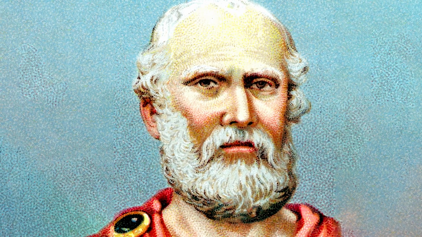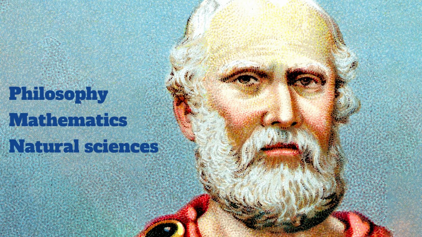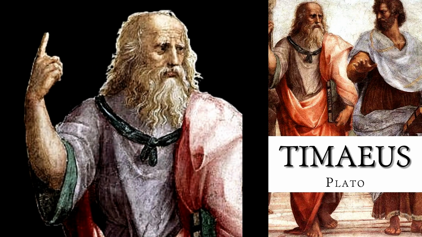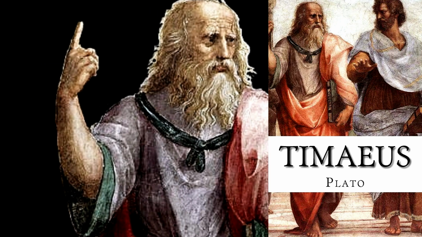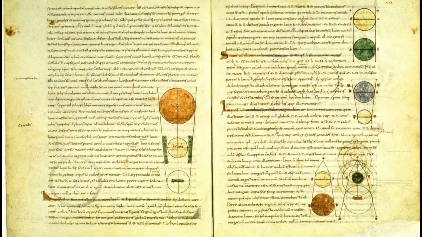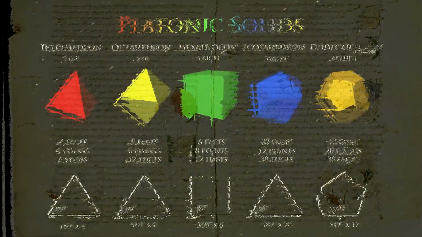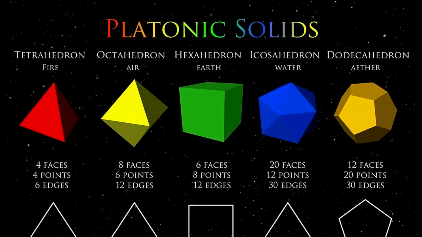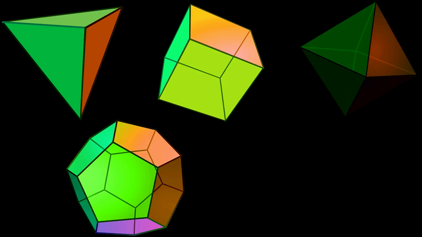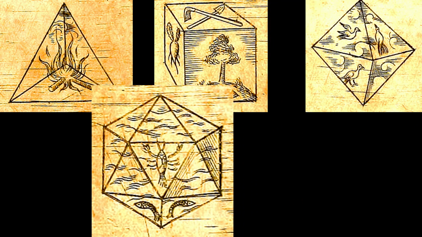Another renowned Greek philosopher, Plato, made significant contributions to philosophy, mathematics, and the natural sciences. In one of his dialogues, Timaeus, written around 360 BCE, Plato presents a cosmological theory where the universe is composed of 4 elements: earth, air, fire, and water. Each of these elements is represented by a Platonic solid, also known as a geometric solid. Plato associated each of these 4 geometric solids with the elements. The tetrahedron represents fire, the cube represents earth, the octahedron represents air, and the icosahedron represents water.